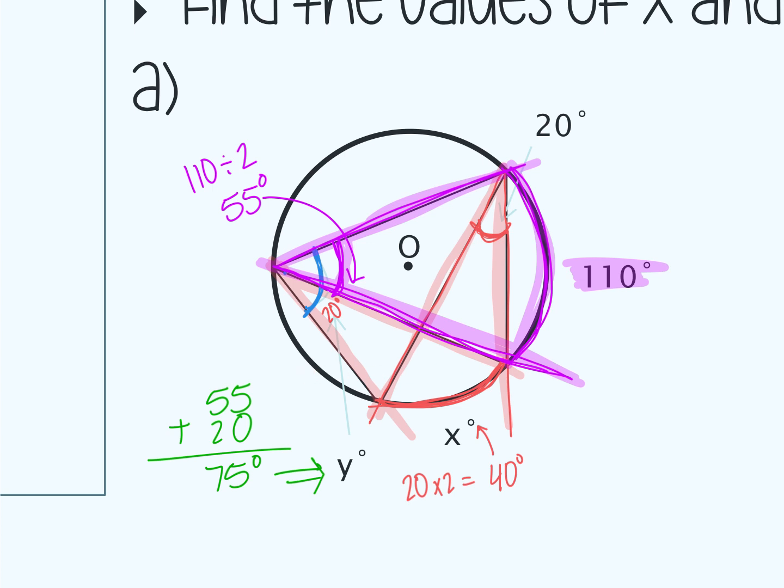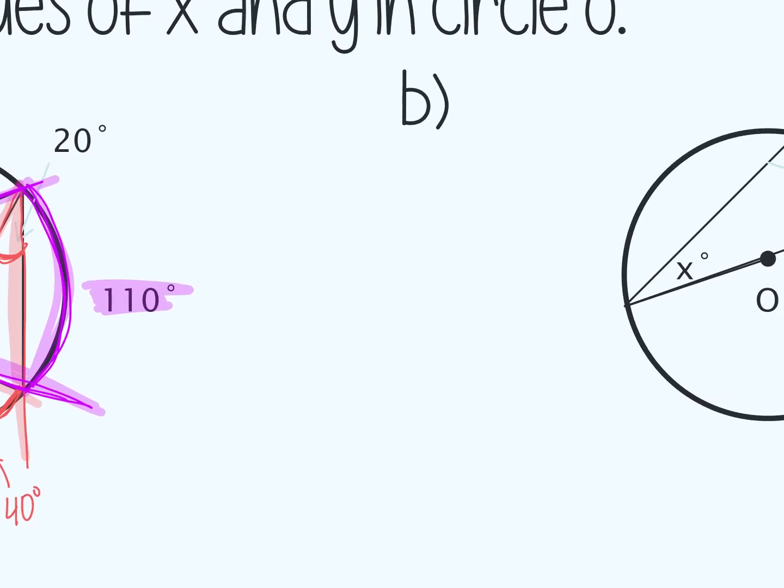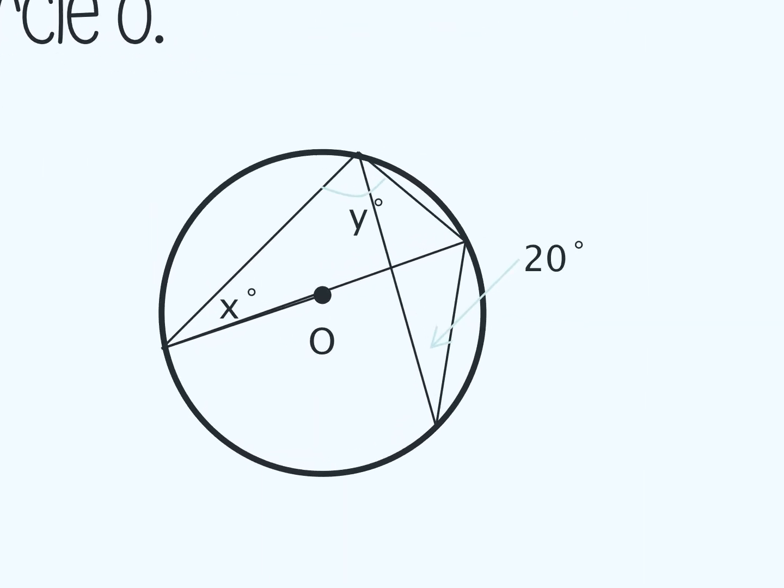All right, let's go ahead and look at B. So looking at B, it's still kind of giving me the same thing. Look at it. I'm still going to take, here is my inscribed angle in purple.